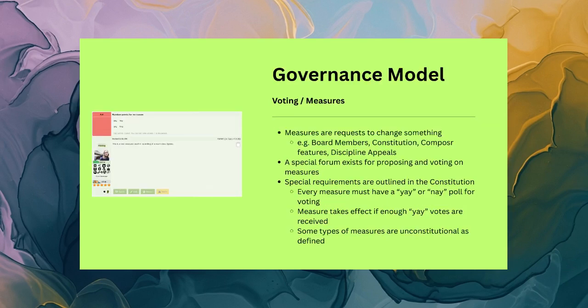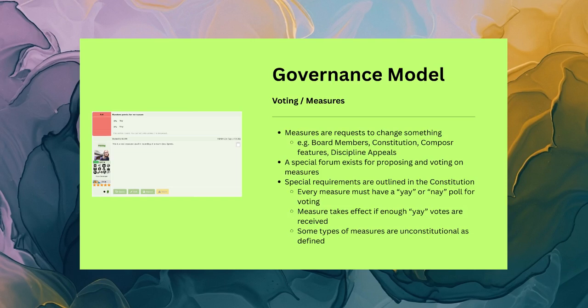Let's talk a little bit about how voting works. There is a special forum on Composr.app, which is located in the Constitution as a link, or you could simply find it on the forums page. In this forum, you can either propose a measure or vote on open measures. A measure is a proposal. This can be a request to change something with regards to Composr CMS, or to add something, or to implement something. There are a lot of different possibilities.